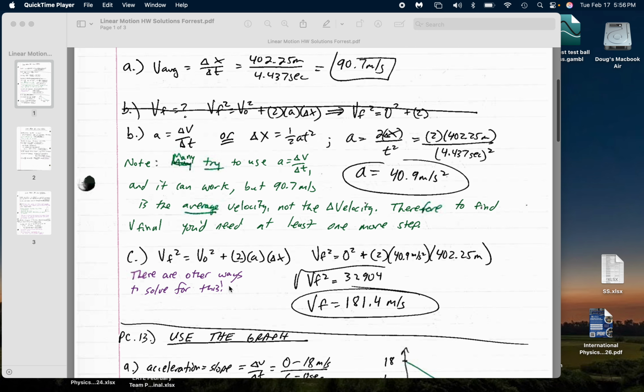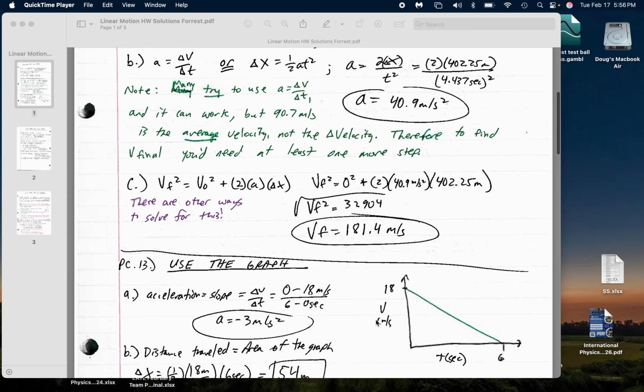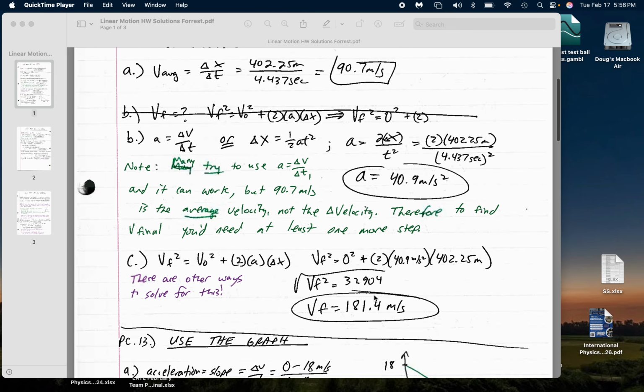For this one, again, there are other ways to get this. You could go back and use a version of that formula now. I chose to use this, which is Formula 5. So I know my initial velocity is 0, so that makes that easy. 2 times the acceleration I just found, times that change in position, which was given. I end up getting VF squared is somewhere very high. Take the square root of it to get around 181 meters per second. And notice this is double the average velocity.